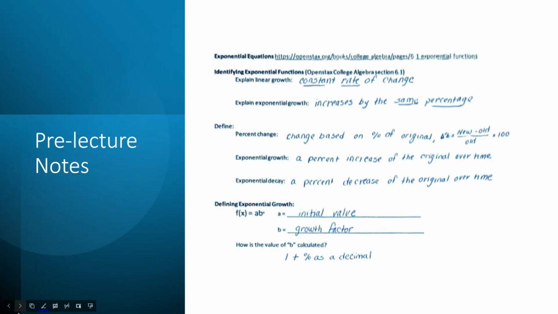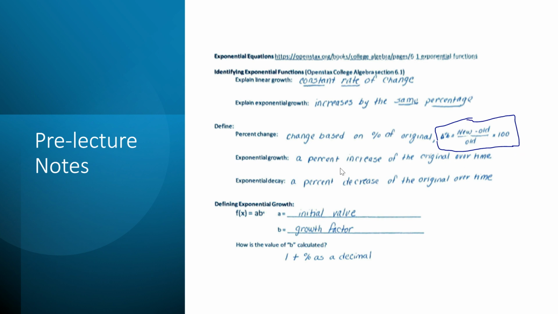So let's take a look also at exponential functions. So linear has the constant rate of change. Exponential increases by the same percentage. And so we saw this in the second example, that was a decrease, but it was the same percentage. So when we talk about percent change, it is changed based on the percent of the original. And we have this formula here, which you should know from earlier in the course, with the new minus old divided by the old times 100.